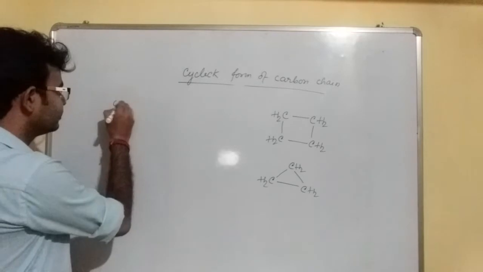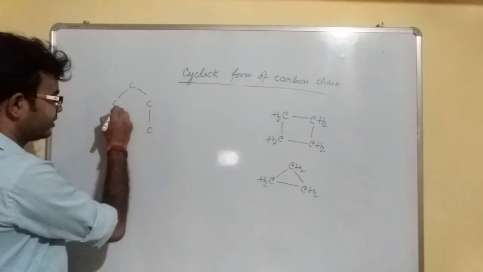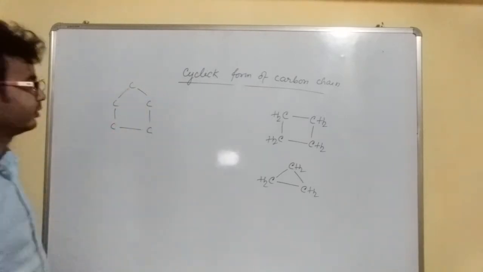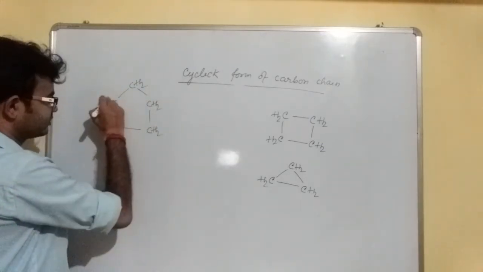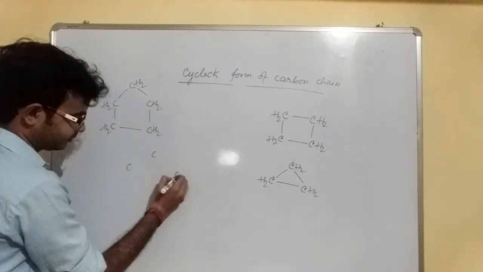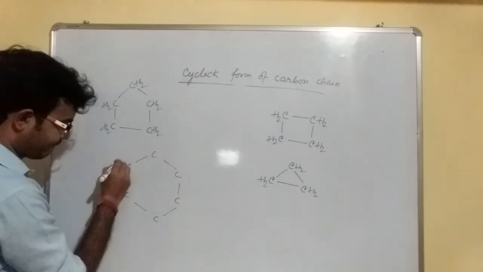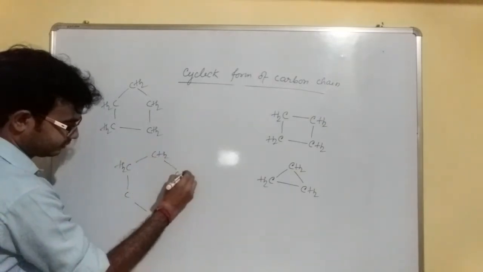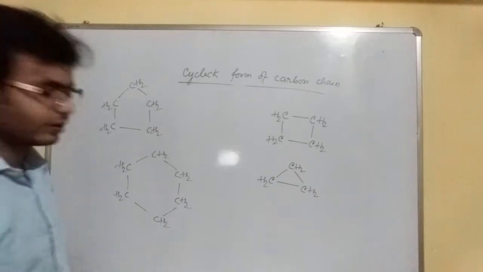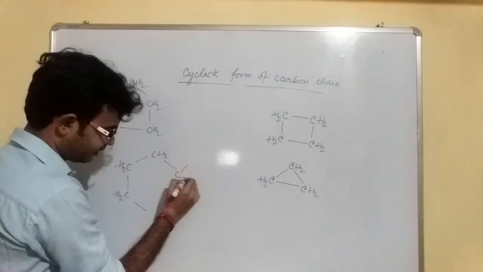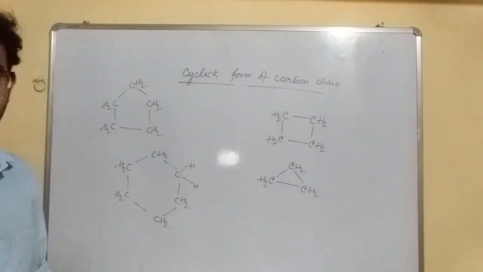If we take this example, 1, 2, 3, 4, 5: 5 carbon atoms in cyclic form. So CH2, CH2, CH2, CH2, CH2. In your NCERT book, the hydrogen is drawn like this, as CH2. Both are the same. You can draw it like this, or you can directly put CH2. No problem.